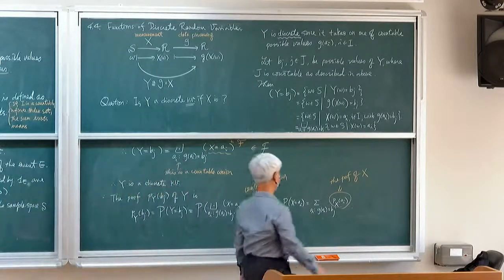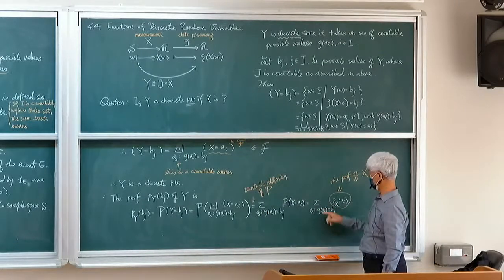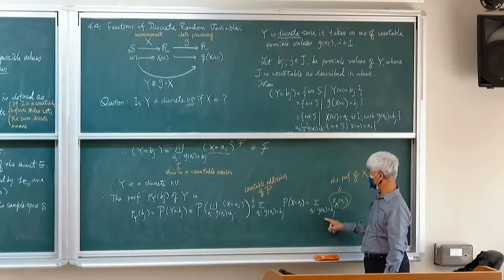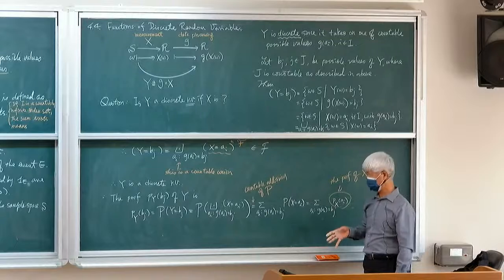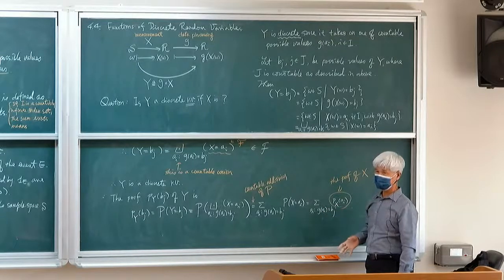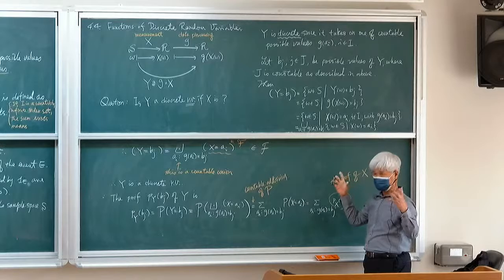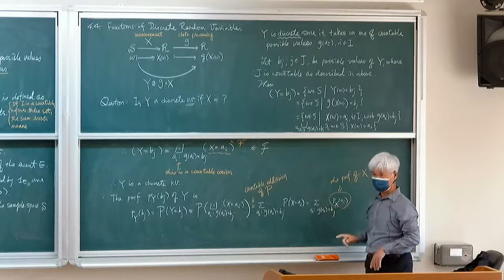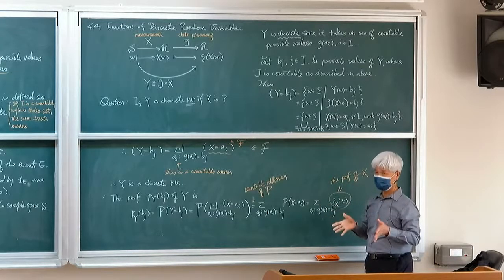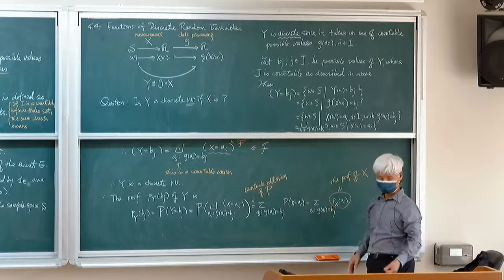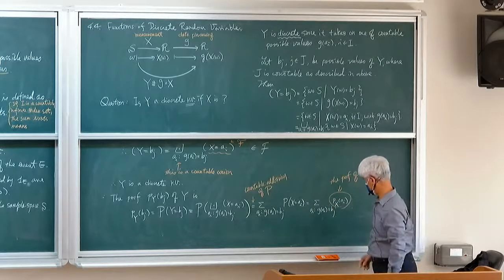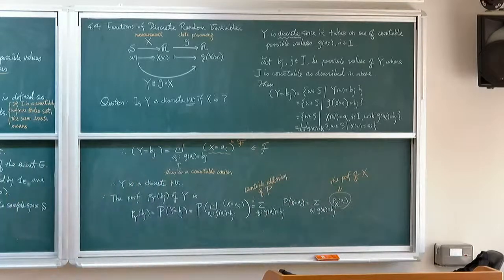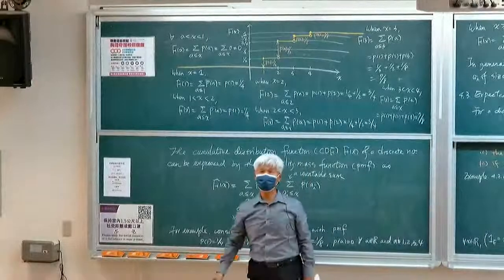By the way, this sum is a countable sum because there are countably many a_i's. But this sum must converge to a final number, because the total probability is 1. So this sum must converge, and converge to a number which is between 0 and 1. Any questions?